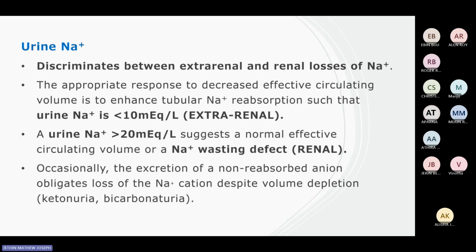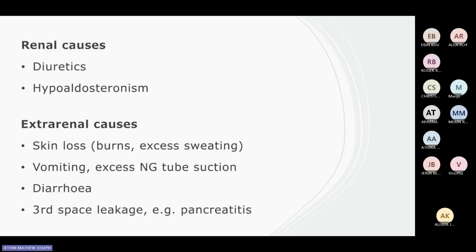So if urine sodium is high, more than 20, that will suggest a normal effective circulating volume or that you're losing sodium through the kidney. So it is a renal sodium wasting defect. So what are the renal and extra-renal causes? So renal causes are diuretics, hypoaldosteronism, and extra-renal causes are skin loss, vomiting, excess NG tube suction, diarrhea, third space leakage, pancreatitis.